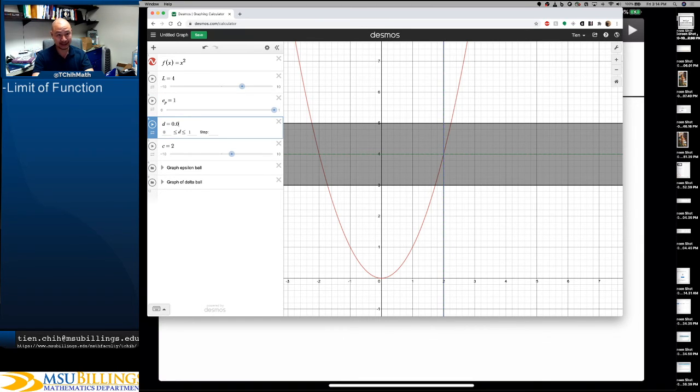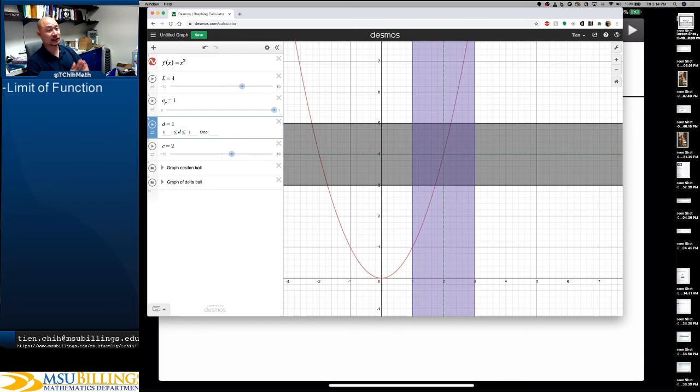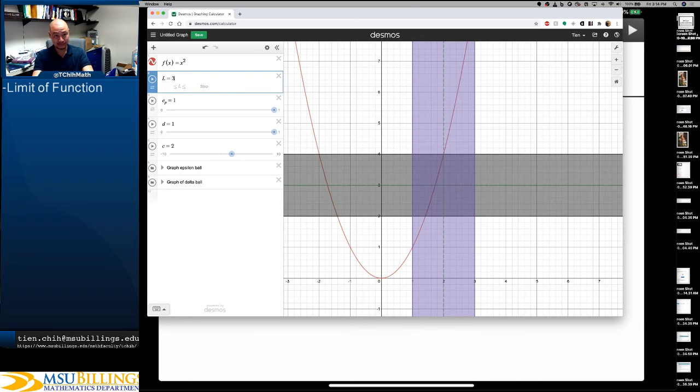Now here is what may seem like a silly question. Could the limit also be 3? Well, that doesn't seem like it's very reasonable or possible, right? But let's go ahead and ask that question about 3. Well, here I have my epsilon radius of 1, and my delta of 1 doesn't work again.